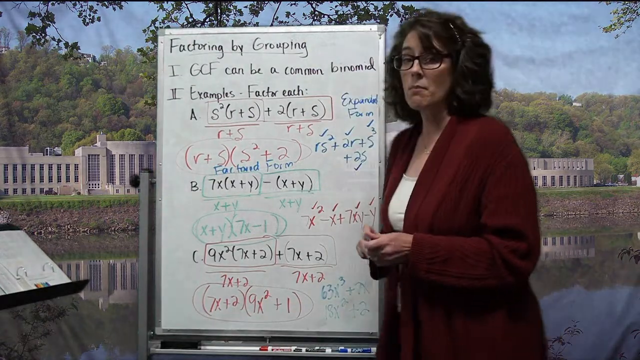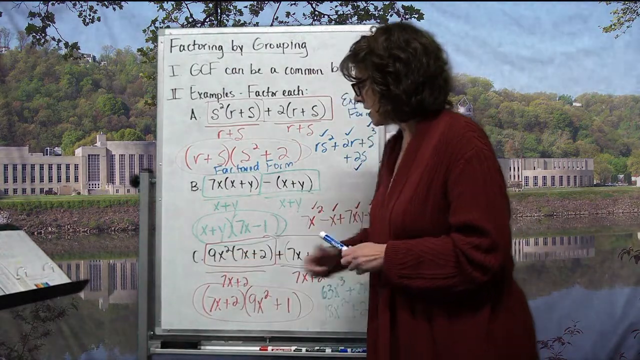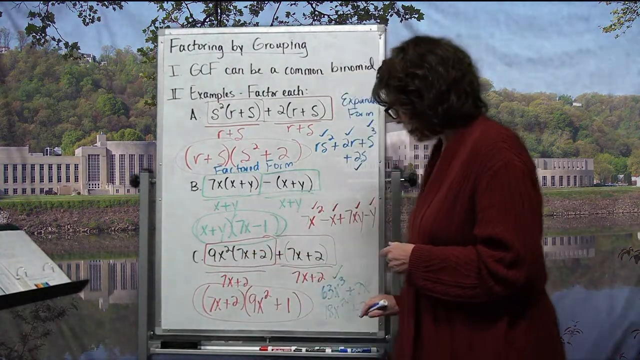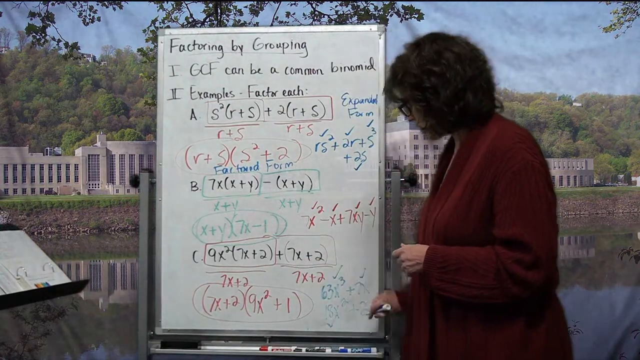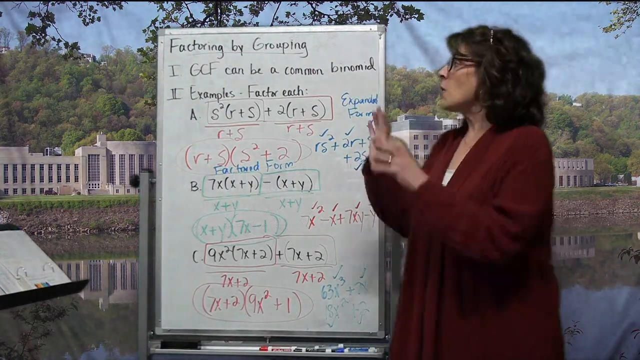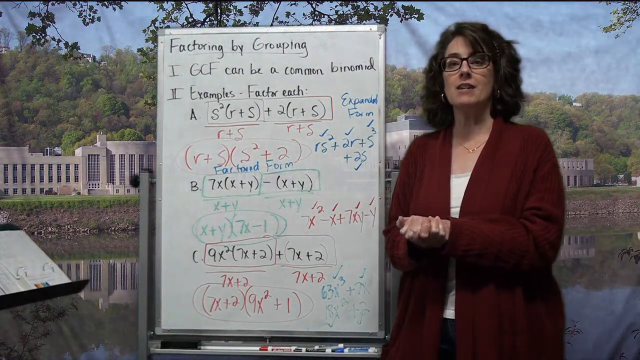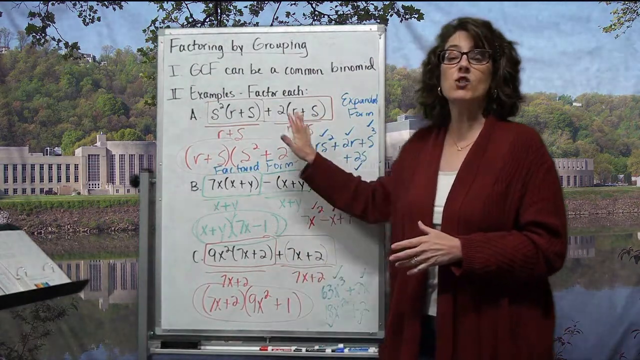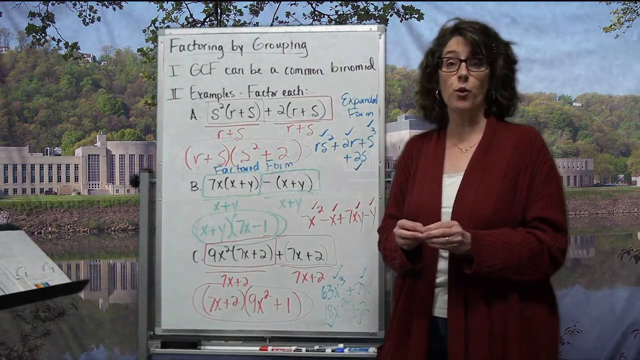There's nothing here that I can combine, but let's double check it when we expand this. 9x squared times 7x is going to be my 63x to the third. Bam, right there. 9x squared times 2 is going to be my 18x squared. Bam, right there. And then here's my 7x, and here's my 2. Bam, bam, bam. It's all there. Okay, so hopefully you can see a common binomial can be your GCF, and you can divide that common binomial out. This idea is going to carry us into 4 polynomials and being able to factor 4 polynomials.